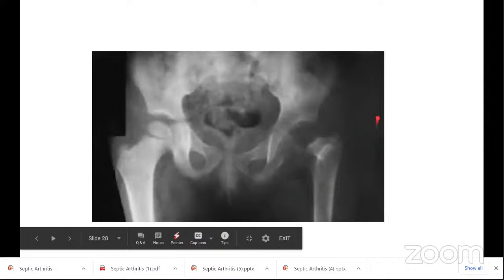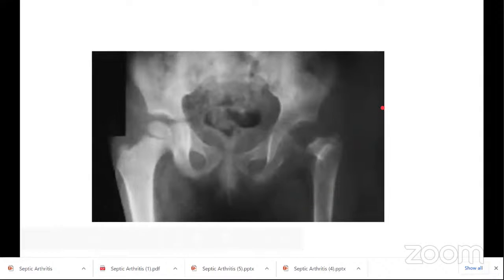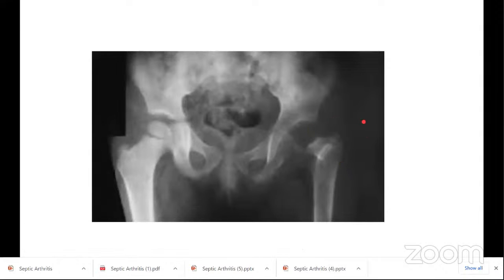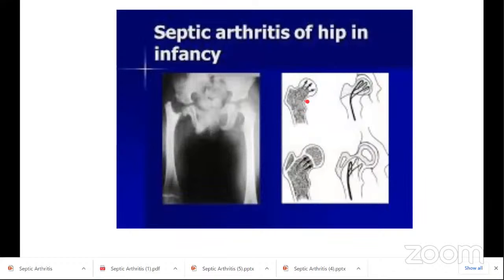picture like this. That's why I told you, you should remember, septic arthritis is a dire emergency. You delay the treatment, you are destroying the cartilage, and the growth is completely lost. So the limb becomes short, the limb becomes unstable, the child ends up with permanent instability in the hip. Look at this. So this is what I was mentioning.